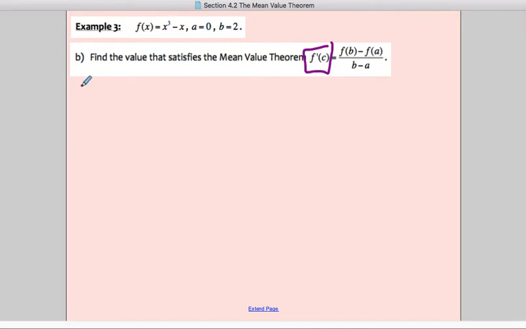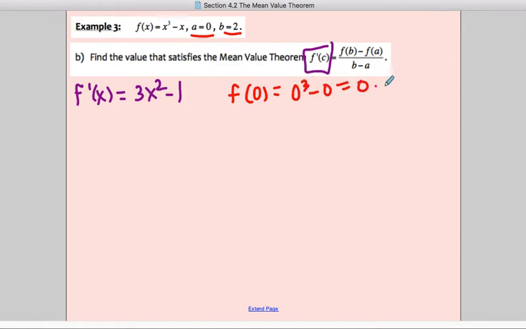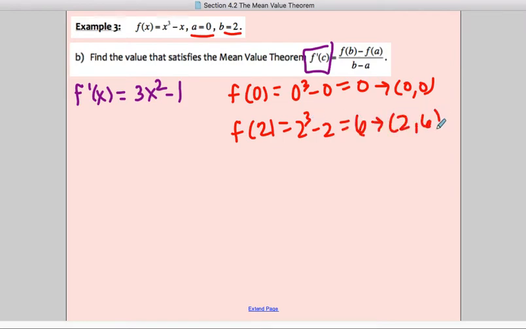Okay. So our derivative was 3x squared minus 1. And then we had to find our points. So we plug in a and b to our equation to get our points. So we plug in 0. 0 cubed minus 0 gives me 0. So that's my point, 0, 0. And then we do f of 2. 2 cubed minus 2. So we would have 8 minus 2, which is 6. So we really have the point 2, 6.